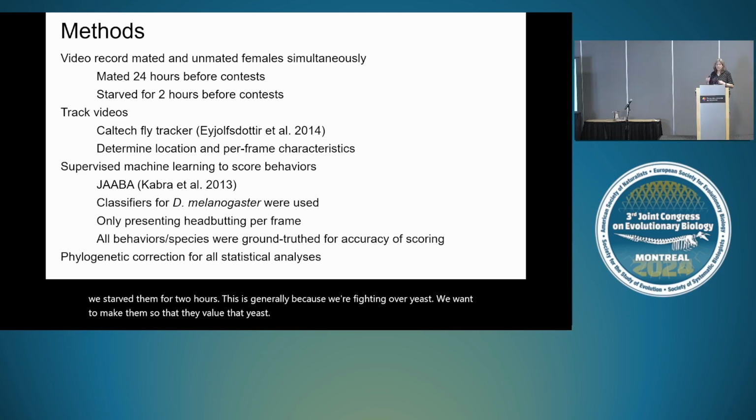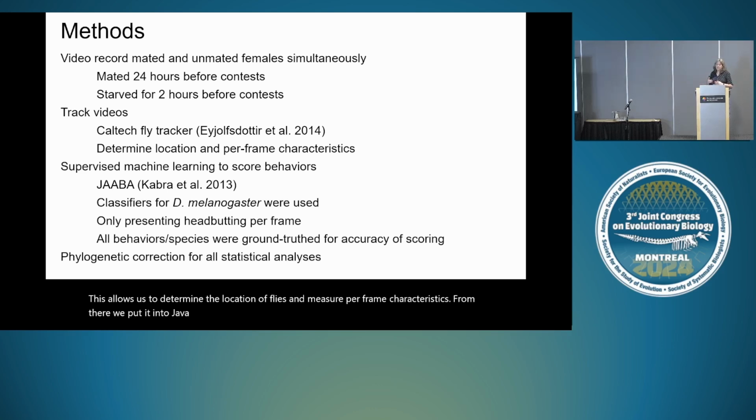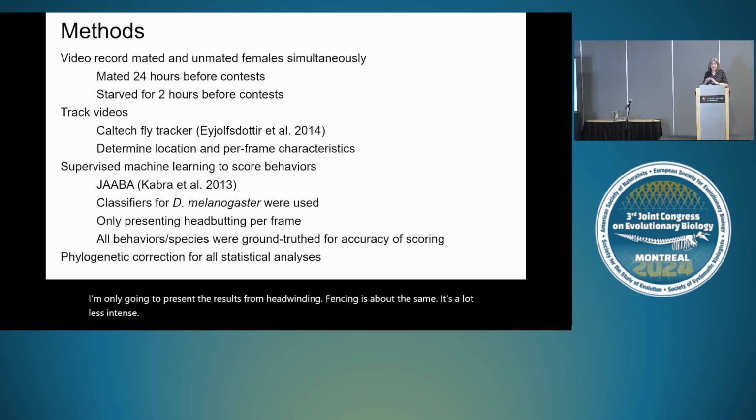After the video recording, we track the videos using the Caltech fly tracker. This allows us to determine the location of the flies and measure per frame characteristics. From there, we put it into Java, which allows us to use supervised machine learning to score the behaviors. And we use classifiers that have been developed for Drosophila melanogaster for both headbutting and fencing. I'm only going to present the results from headbutting. Fencing is about the same. It's a lot less intense, so the headbutting is clear.